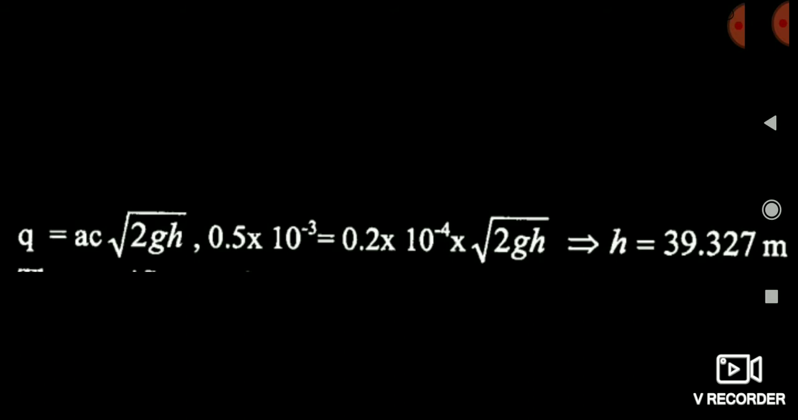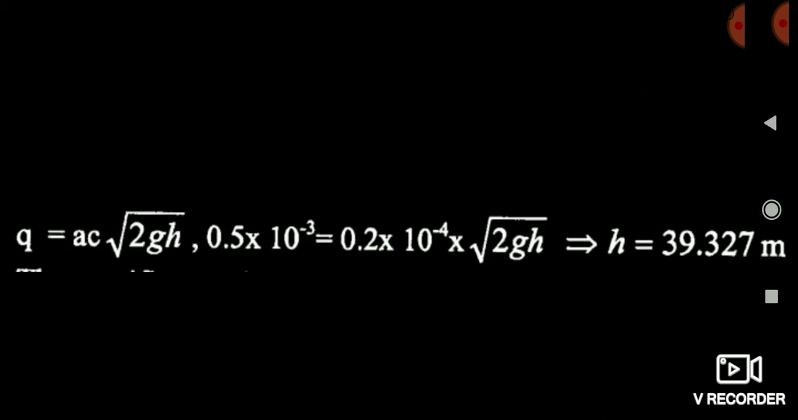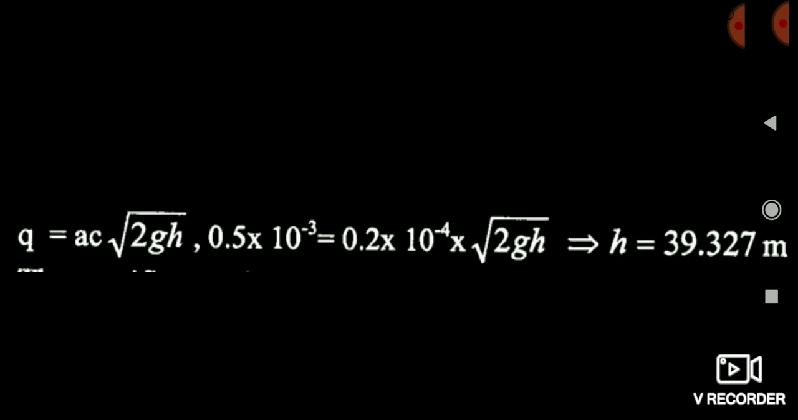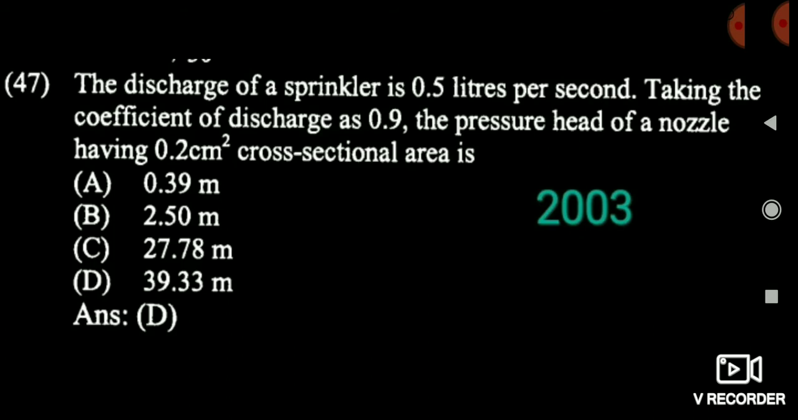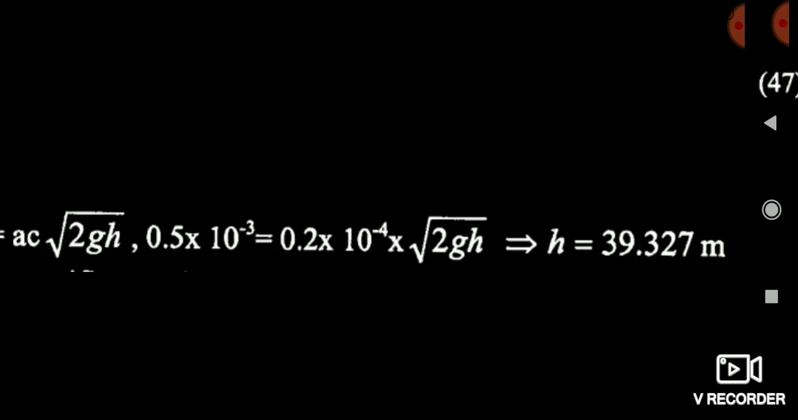I think I have told you the formula that actual discharge Q is equal to Cd into area into velocity. The velocity head is not given, the height is what it is asking. It has given the area, the discharge, and the coefficient of discharge value. So you convert the discharge into meter cube per second by dividing by 1000, and you can calculate the height h, because here pressure head is being asked.